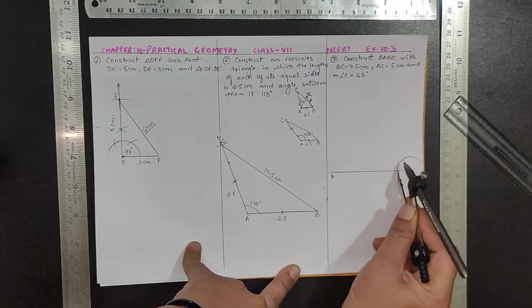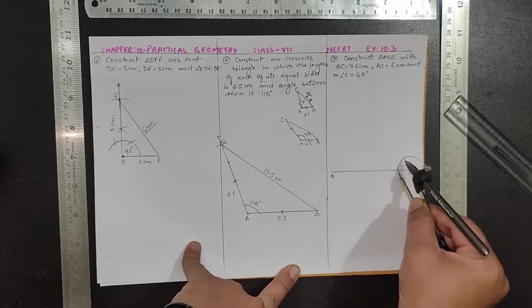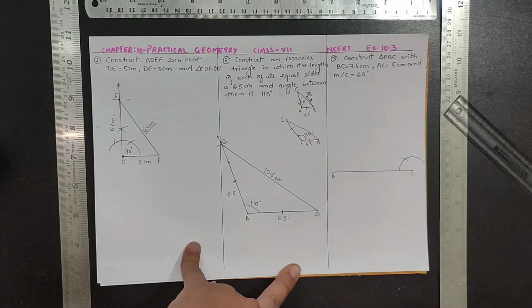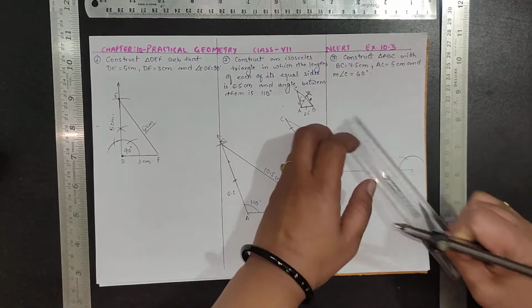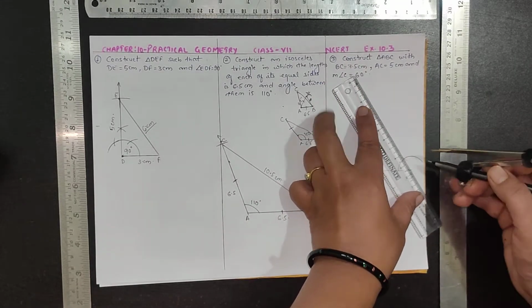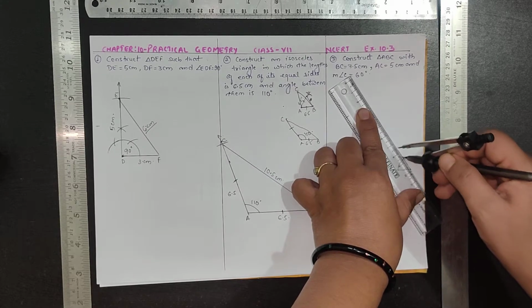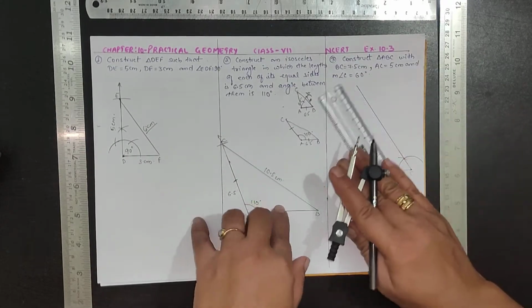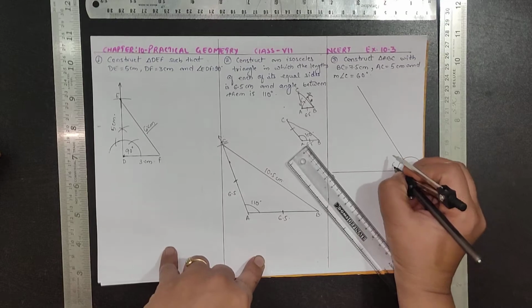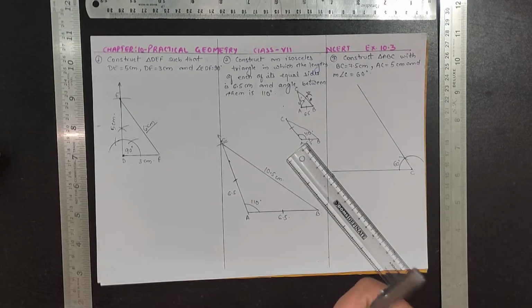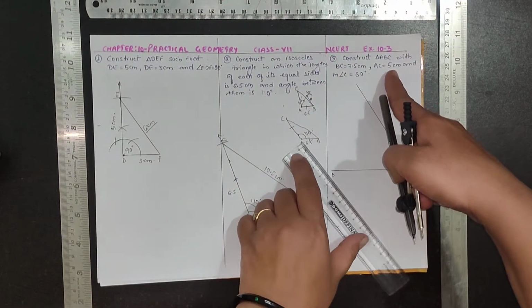From this point, put your pointer here and cut the first arc. This is always 60 degree. You can measure it with the help of a protractor also. So constructing 60 degree is very simple. Here we have constructed 60 degree.